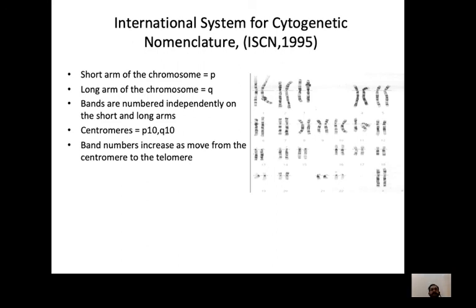We would study certain international standards to name the chromosomes.